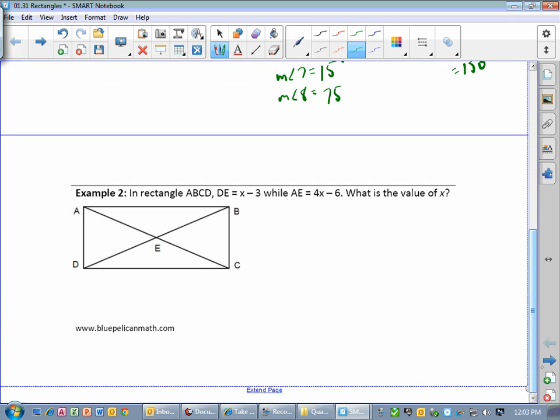Next. It says a rectangle ABCD. So notice again the naming convention is the same as parallelogram. We name it by the vertices going around clockwise. It says DE equals x minus 3, and AE equals 4x minus 6. So what is the value of x? So look at DE, so that would be this segment right here. And AE, that would be this segment. What do we know about DE and AE? Fantastic. So DE equals AE. And so that means x minus 3 must equal 4x minus 6.